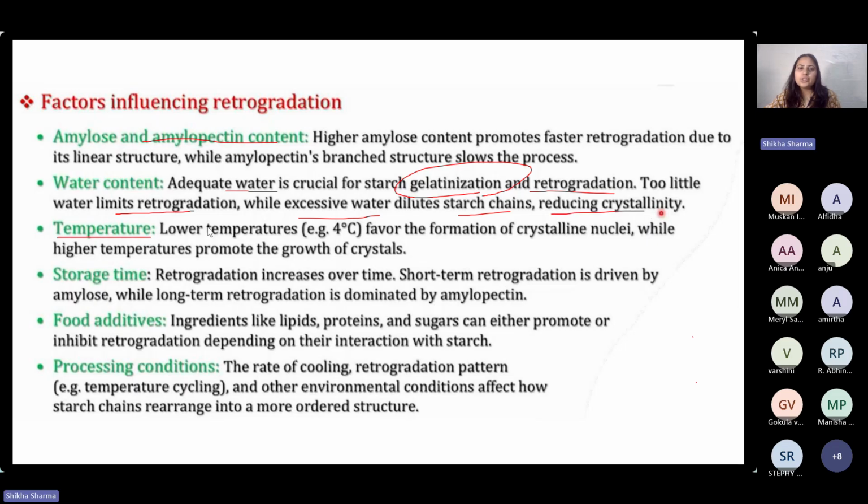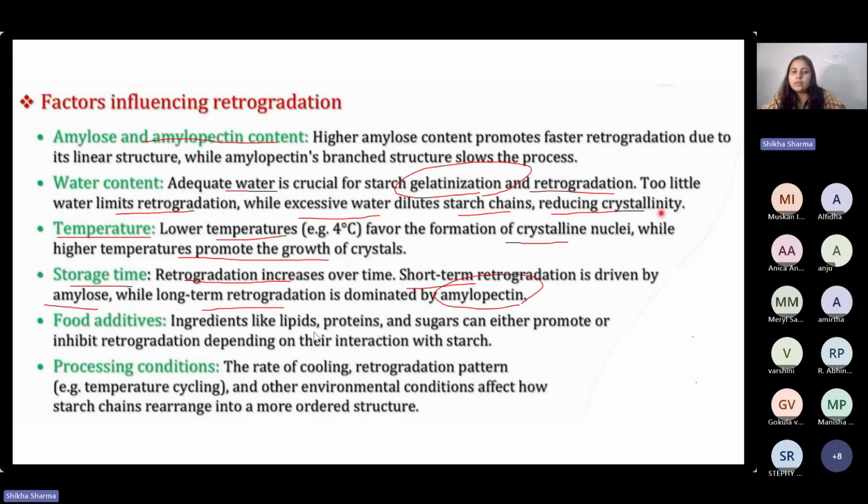Then temperature: the lower temperature favors the formation of crystalline nuclei, while higher temperature promotes the growth of the crystals. And storage time: if we increase it, the retrogradation will increase over time. Short-term retrogradation is driven by amylose, while long-term retrogradation is predominantly done by the amylopectin.